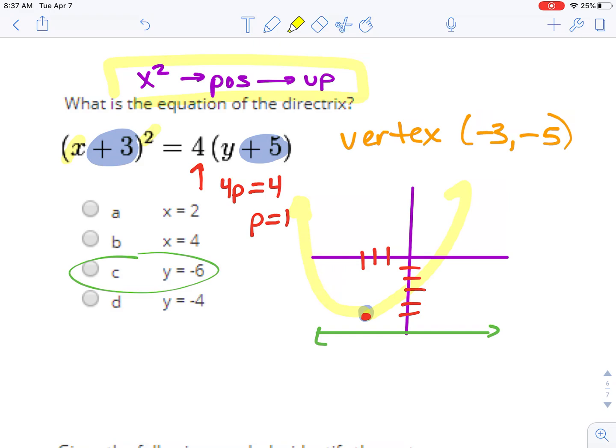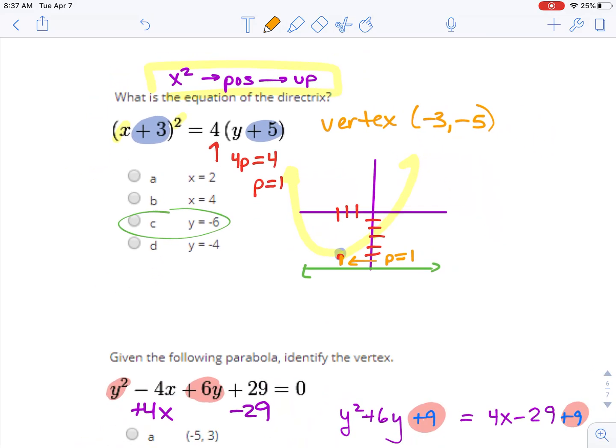Our p value, you take the 4, and that's our 4p. Set it equal to 4p and solve. P is 1. If it's opening up, we want a distance right in here. Our p equals 1, and that would make it a horizontal line at y equals -6.